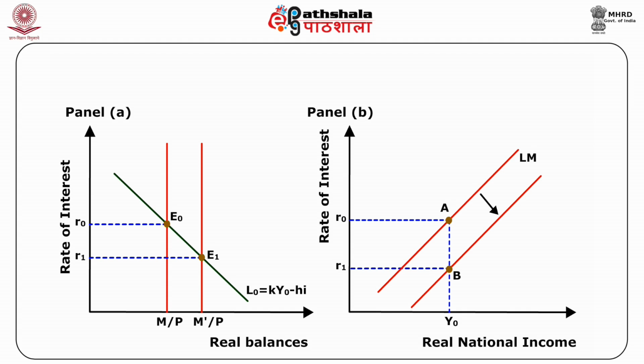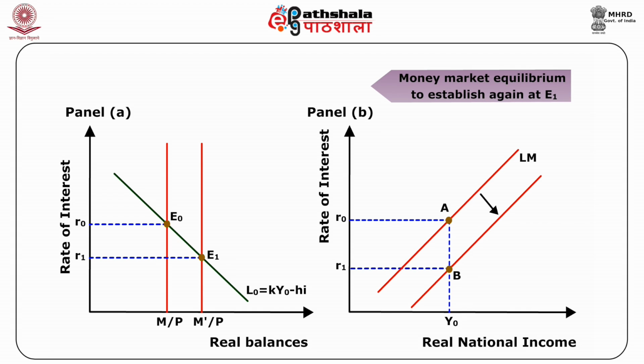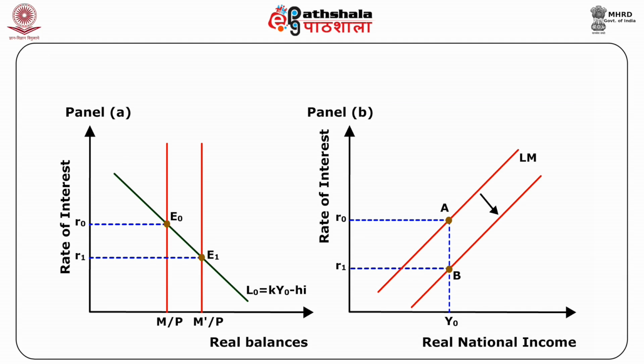So, the interest rate adjustment causes the money market equilibrium to establish again at E1. The point corresponding to this new equilibrium is point B at interest rate R1 and income Y0. The LM curve is positively sloped.